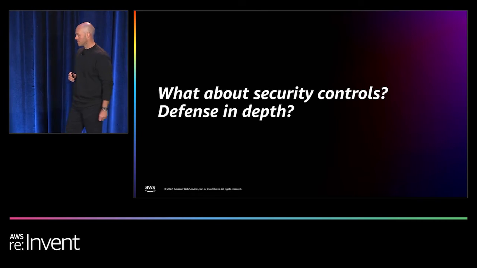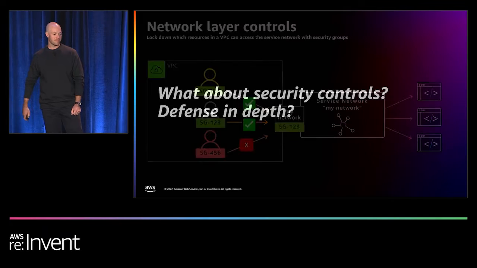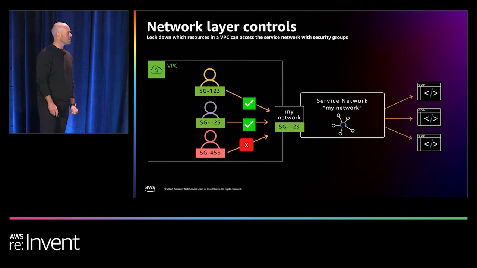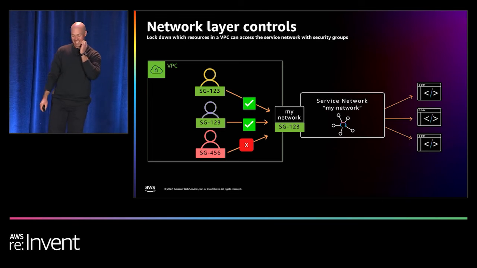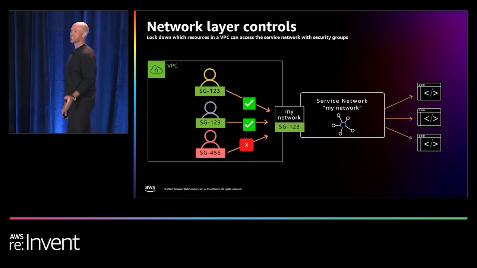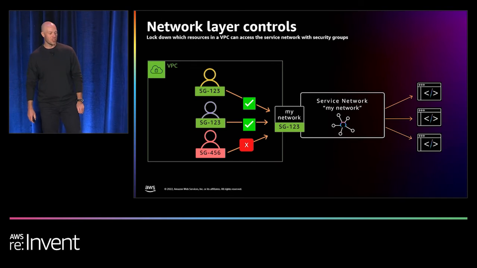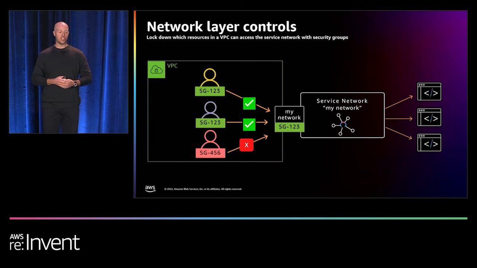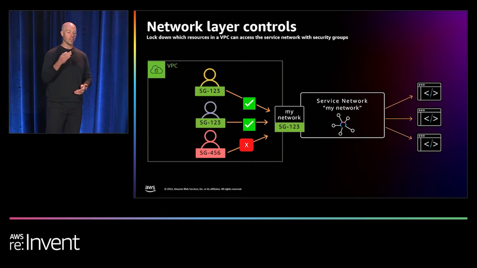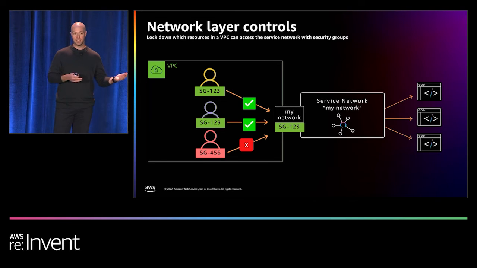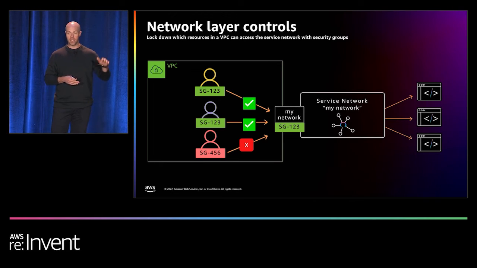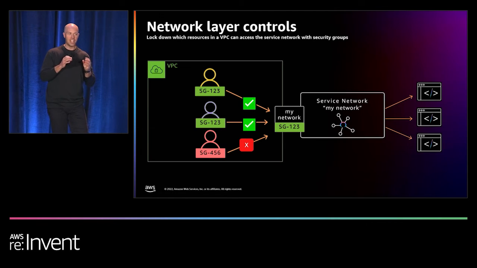Security controls. All right, let's talk about them. This is my favorite topic. So you've got network controls, okay? We're not getting rid of those. They're both important, defense in depth. So this is basically the ability to apply a security group on the VPC association. And you can do security group referencing inside the VPC. And this is how you do fine-grained network level controls inside the VPC.